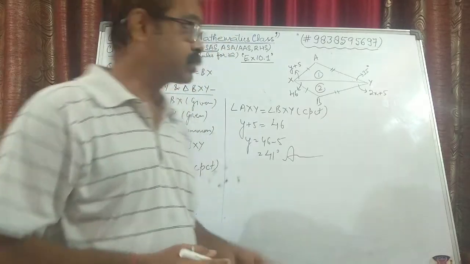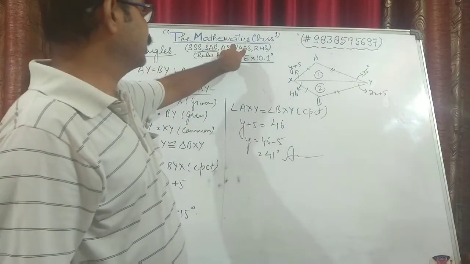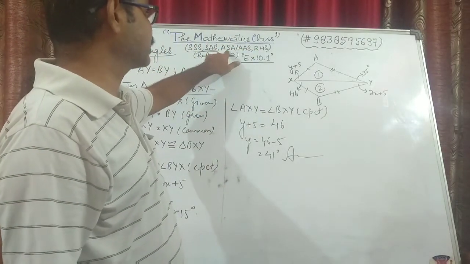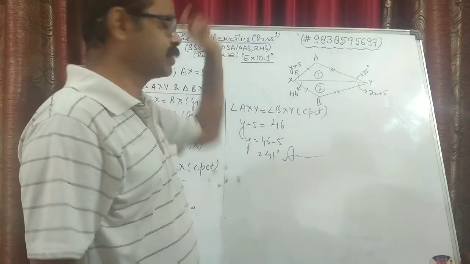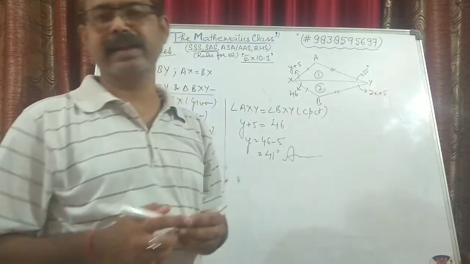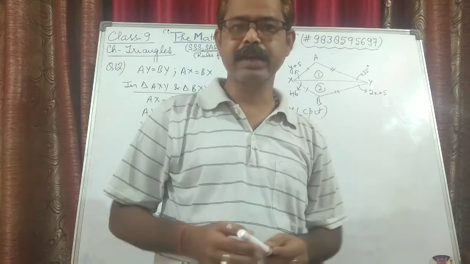So now in the next exercise, these two rules will be used, ASA or AAS and RHS. So we'll continue with the next class in some time.